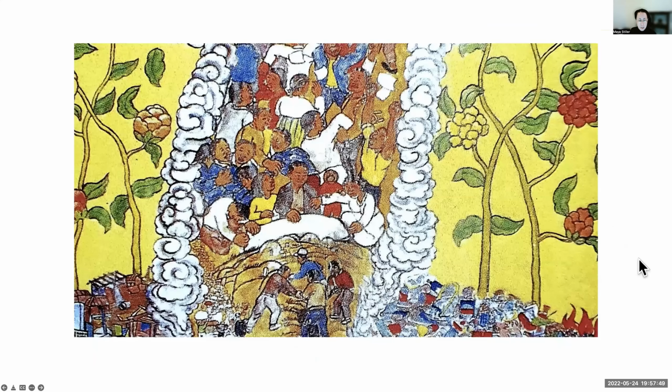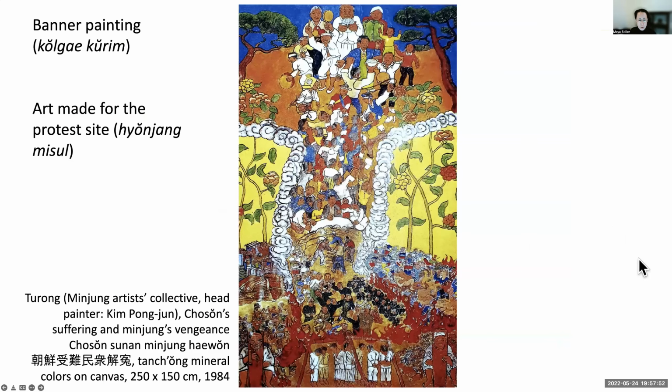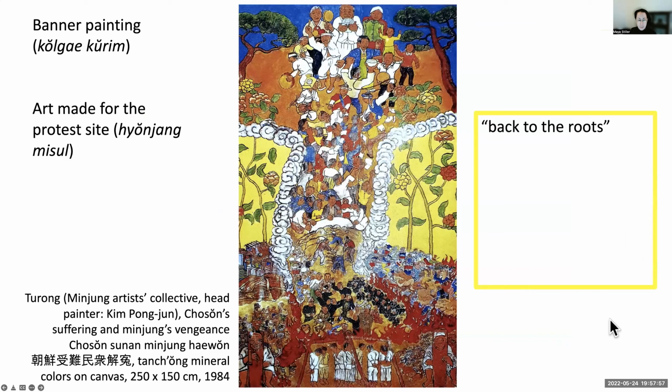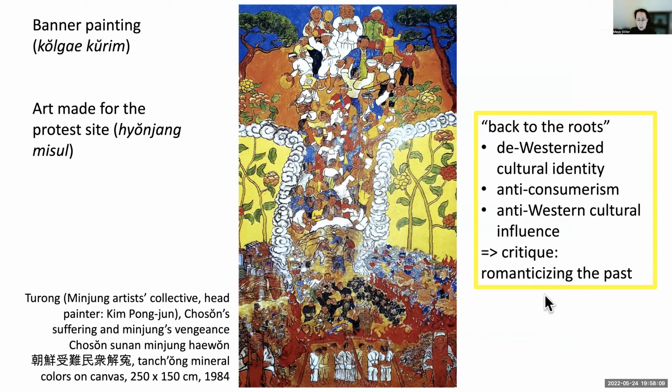Many Minjung activists actually wished for the society to return to its roots, to live in harmony with nature. And they wanted a de-Westernized cultural identity. They wanted a society free of overconsumption and US American cultural influence. But later on, starting in the mid-90s, Minjung activists were criticized for having a too utopian vision of the past, romanticizing pre-modern Korea. They were criticized basically for thinking backward and not forward.